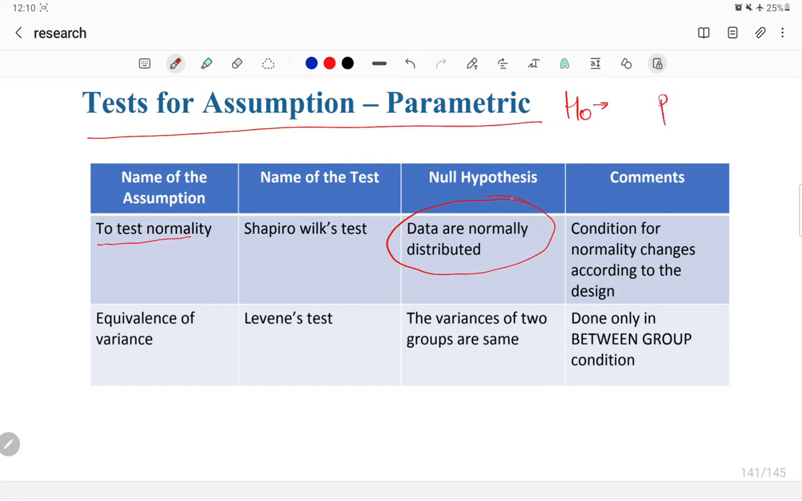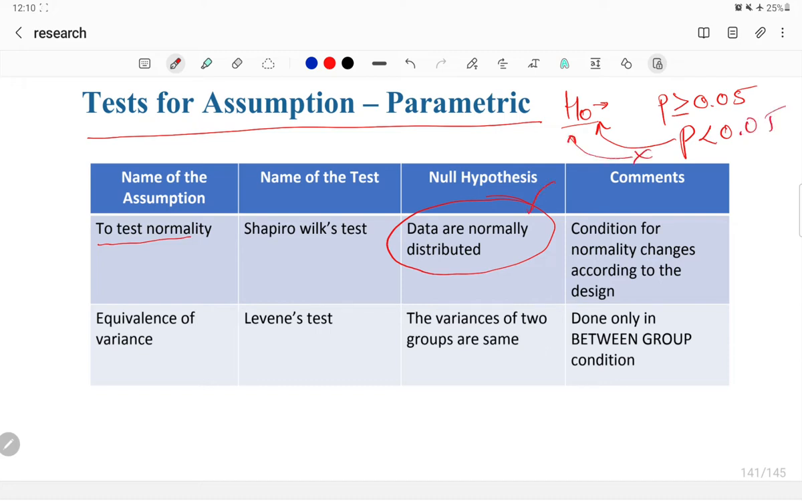This is the concept in detail. There's coming the value of P. If P is greater than or equal to 0.05, then we fail to reject the null hypothesis. That simply means we accept the null hypothesis as it is. And if the P value is less than 0.05, then we reject the null hypothesis.